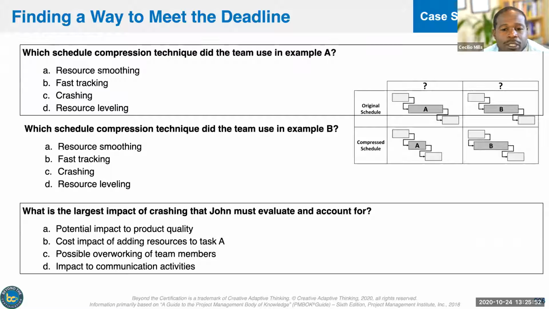All right, so what schedule compression technique did the team use? Well, first, which two can you eliminate immediately? Resource smoothing and resource leveling. Perfect. So you know it's not one of those two. So now it's between B and C. I'm gonna go with C. Okay.